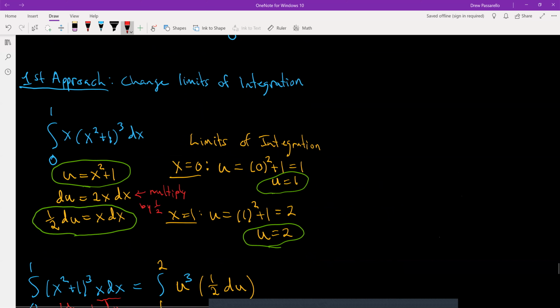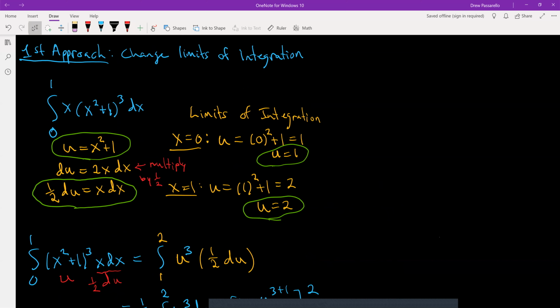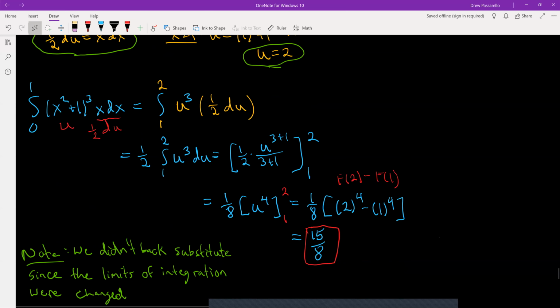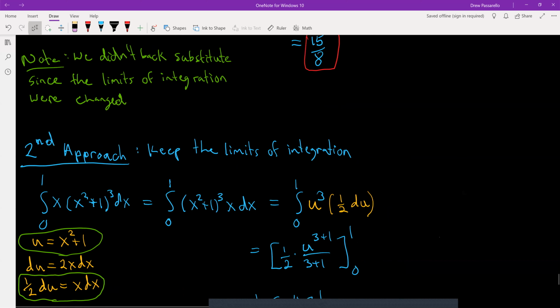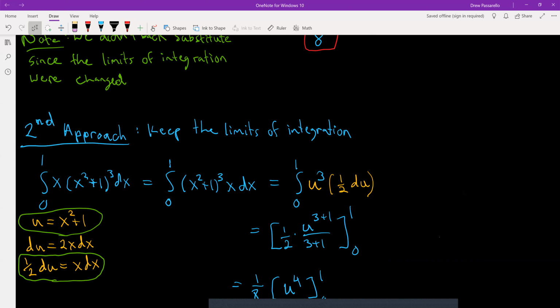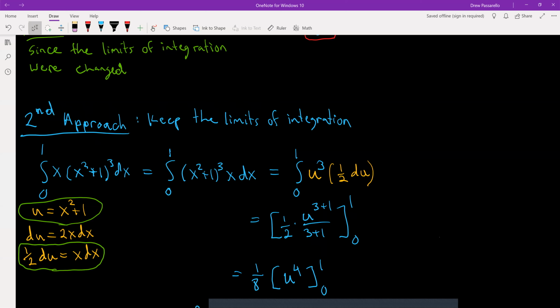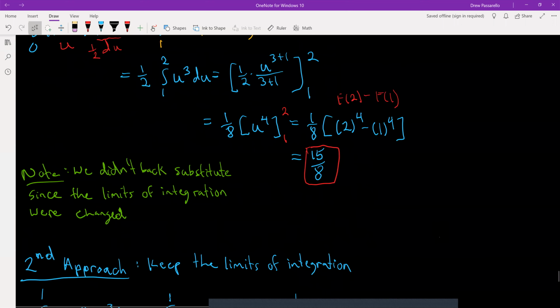And that was changing the limits of integration. And when I change the limits of integration, I don't back substitute. In the indefinite integrals, we were back substituting. Now the second approach is to keep the limits of integration. And if you keep the limits of integration, you do have to back substitute. So what you see here is the same steps as above. I just don't change the limits of integration.